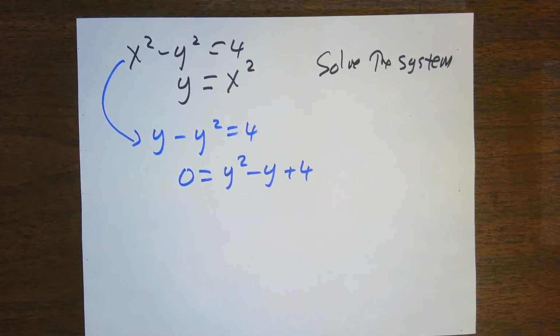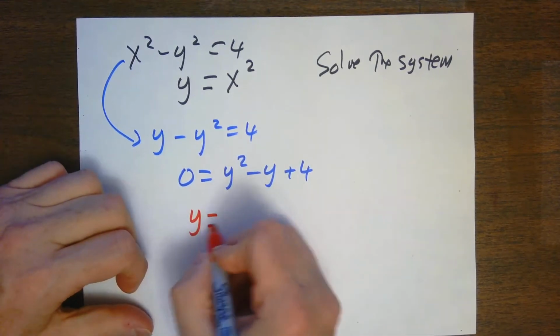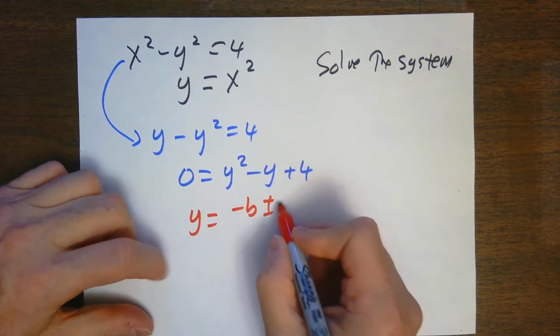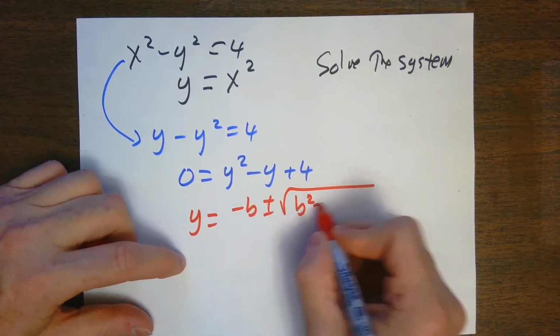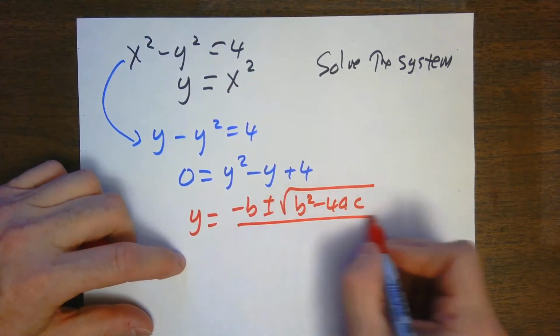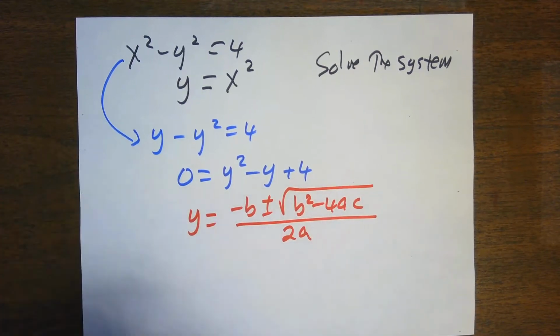So how are we going to solve it? Yeah, it's going to have to be quadratic formula. Remember, the quadratic formula says negative b plus or minus the square root of b squared minus 4ac all over 2a.